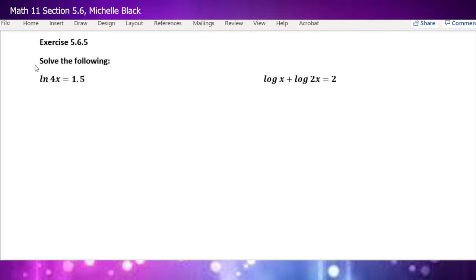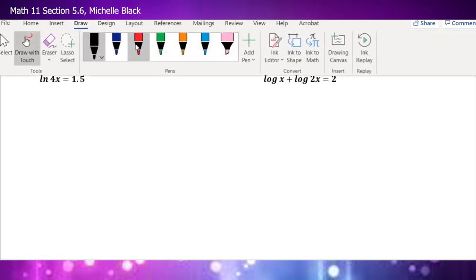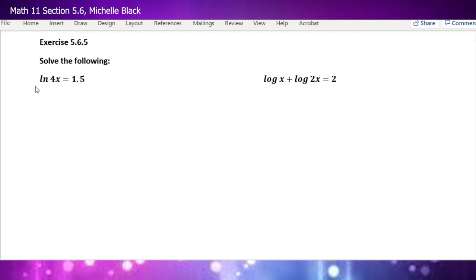Exercise 5. Here I have ln of 4x equals 1.5. Well, the base of ln is e, so what I need to do is take e to the power ln of 4x equals e to the power 1.5. And remember I showed you this earlier that I just get kind of lazy, so I just put the base underneath the equation so that they look like powers.